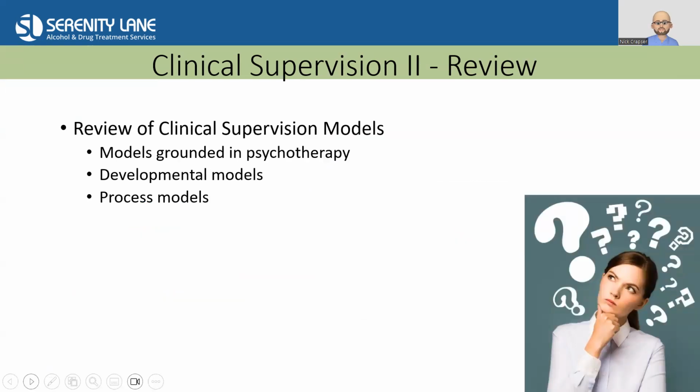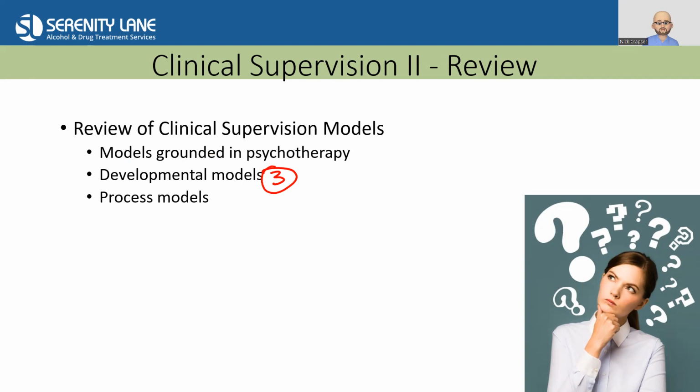During clinical supervision 2, we discussed 3 primary things, although this is a lot. The review of clinical supervision models. We discussed models that were grounded in psychotherapy, developmental models, and process models. Of all of the models that were discussed, developmental models are the least popular. So I'm going to put a 3 there. They are the least popular.